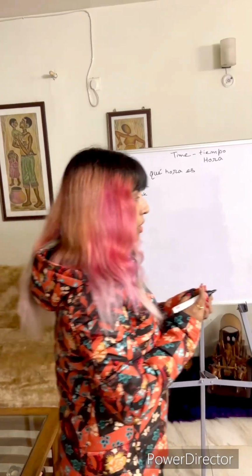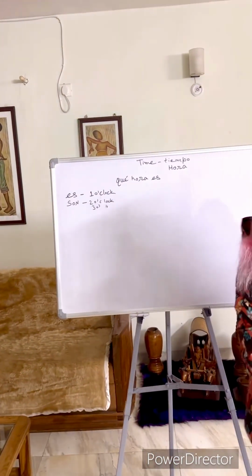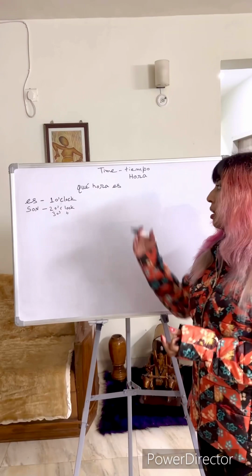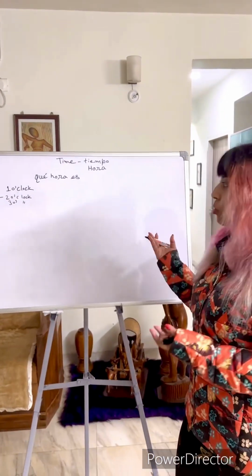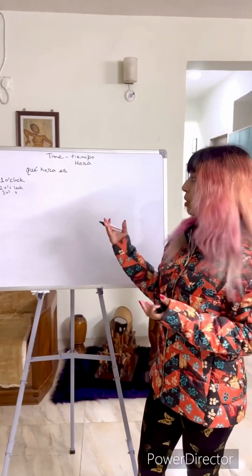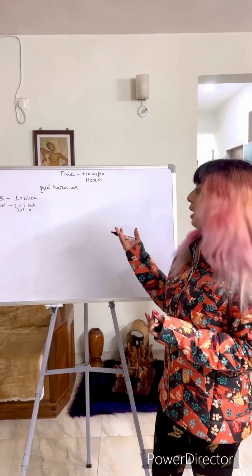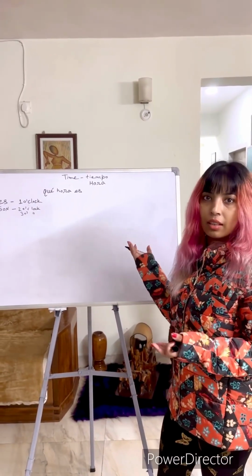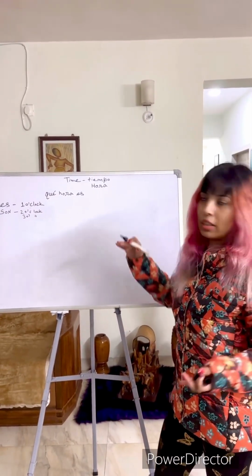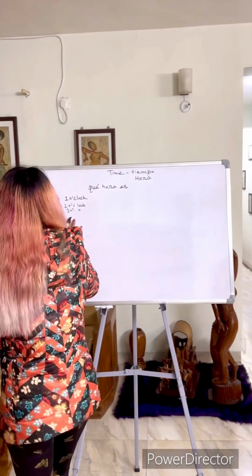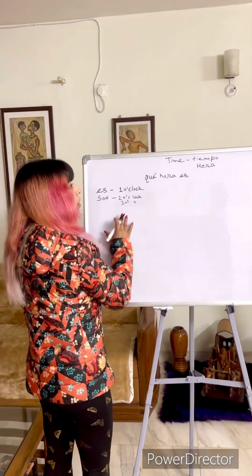And you need to know the numbers before doing time, because how else are you going to say it's 20, or half past, or 20 minutes, or 20 to 1, or whatever. So you need to know the numbers in Spanish for telling time.